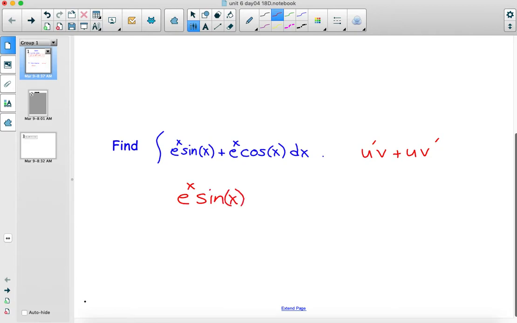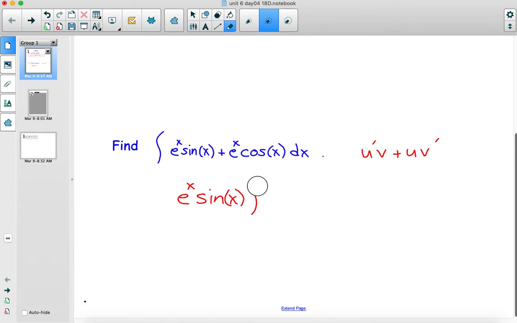Now, let's check this. Let's do the derivative of this. The derivative of e to the x is e to the x times the second function, plus the first function, which is e to the x, times the derivative of the second function, which is cosine of x. And that indeed is what we started with.